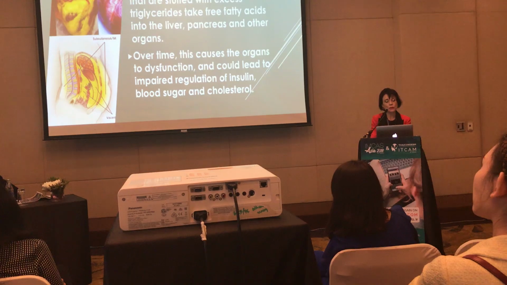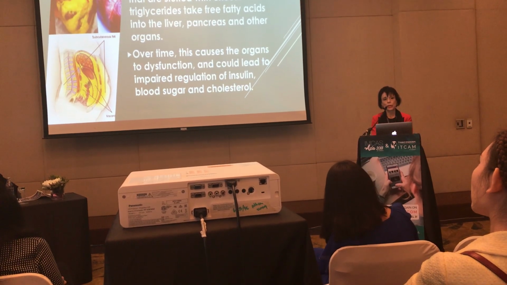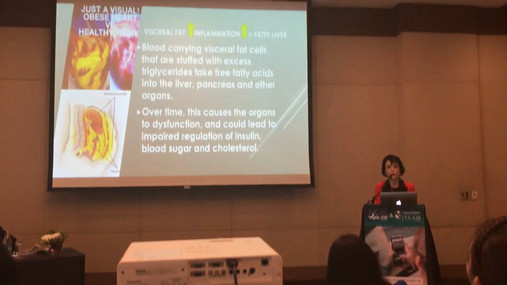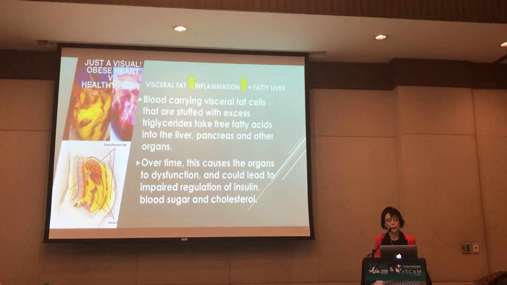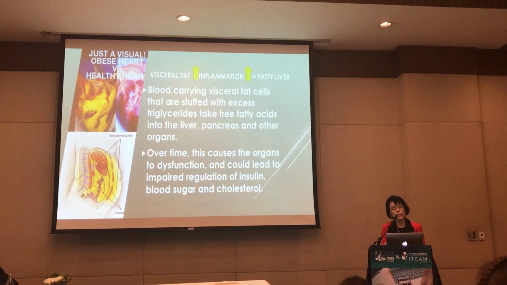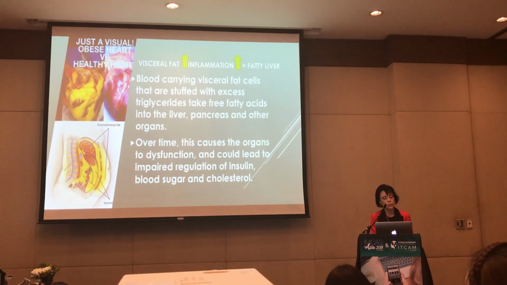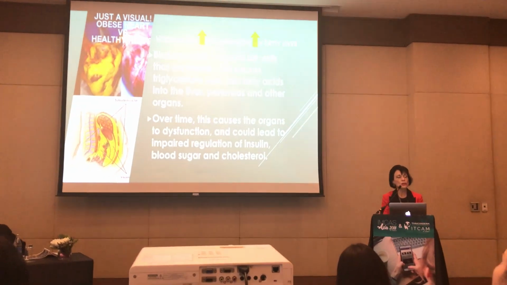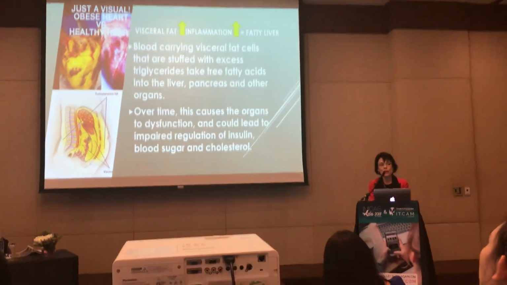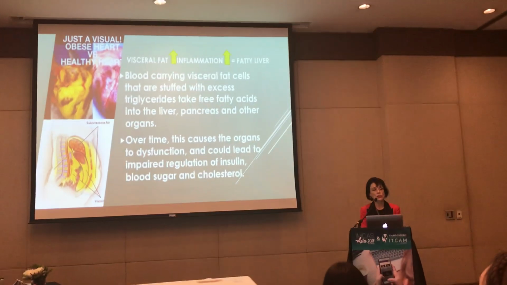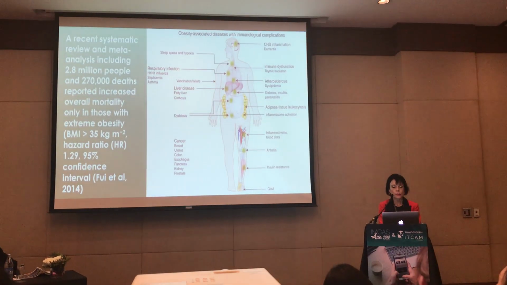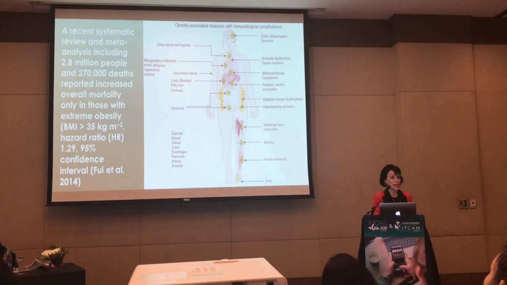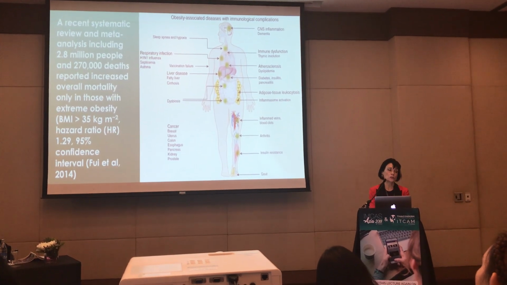Now, the visceral fat invades different organs, including the liver, the pancreas, even the heart. So as it invades it, it surrounds it, as you can see in the heart that has the fat around it. Not only surrounds, but it invades it. As it invades it, it diminishes its functioning. Now, a recent systematic review has shown that obesity has significantly higher mortality.